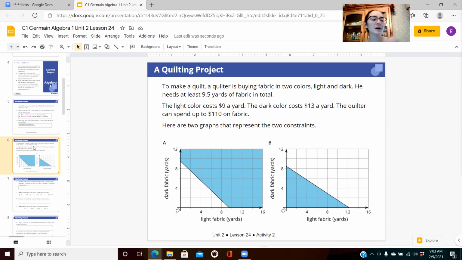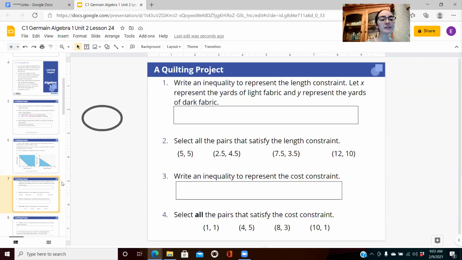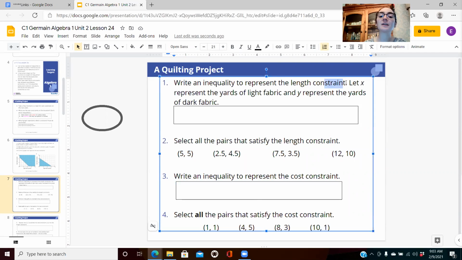Okay, so now we got our constraints listed out as sentences. We got our graphs matched to our constraints. Now what I need you to do is on slide number 7, I need you to do two things. First, on 1 and 3 is where you're going to be writing some inequalities for each one of the constraints. Be sure to look at and identify which one of these constraints each one is talking about, and make sure that you're putting the right one in the right spot.